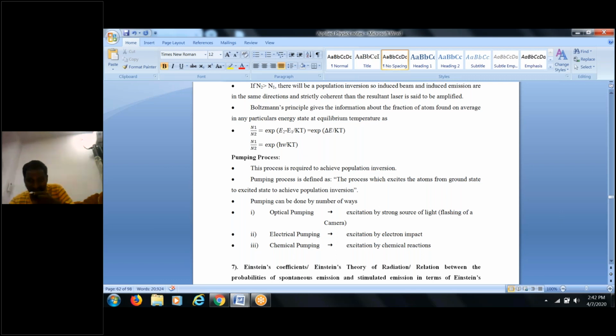Once population inversion is there, to get laser light, we have to conduct the process of stimulated emission. That is the difference. Once population inversion is there, if you want to get normal light, we have to conduct the process of spontaneous emission. So if we conduct stimulated emission, we get laser light. If you conduct spontaneous emission, you will get normal light. That is the difference. So this is about population inversion as well as the pumping process.